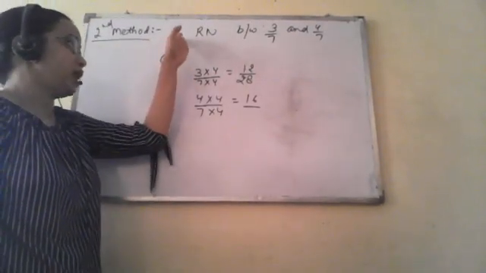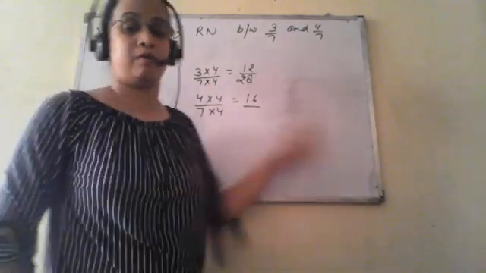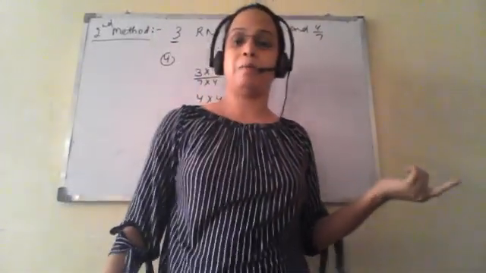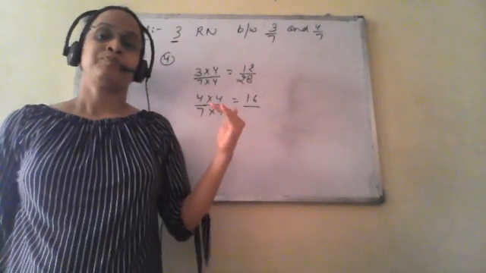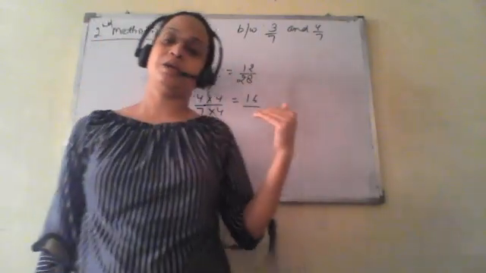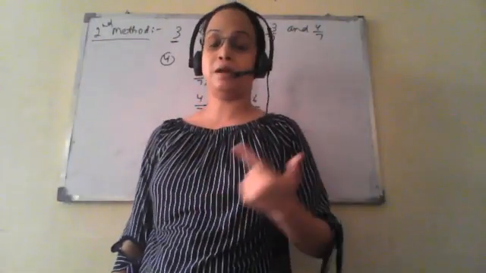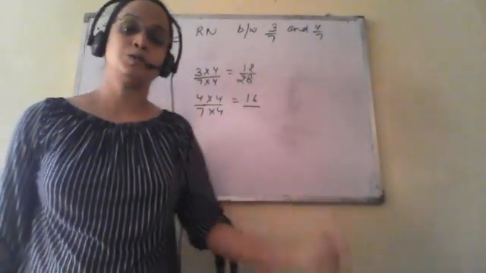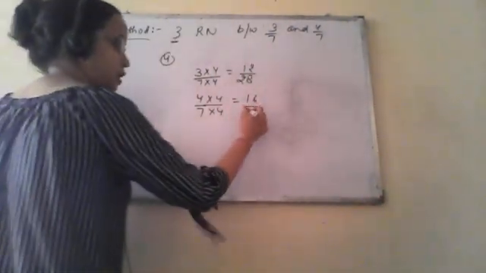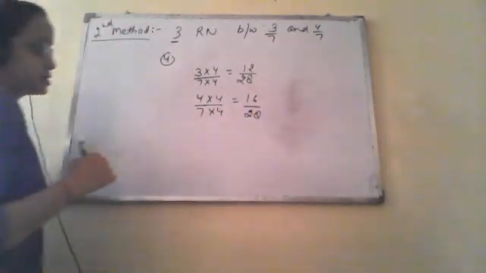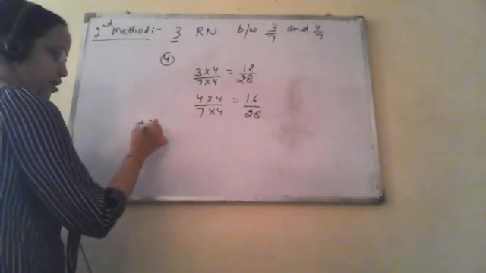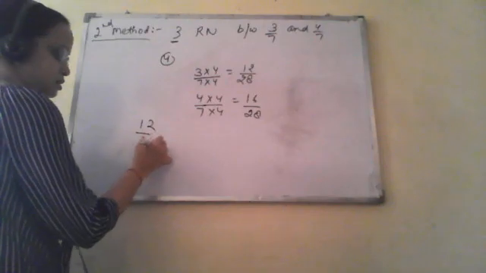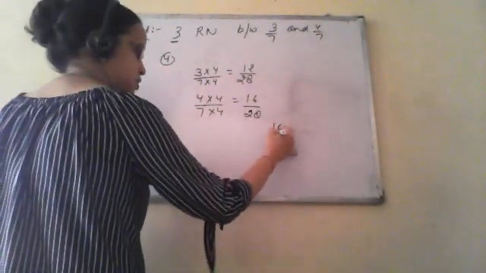If it had been 4, we will multiply by 5. If it is 6, then we will multiply by 7. So if we have to find n rational numbers, then we will convert to the equivalent term by multiplying by n plus 1. So this has become 28, and 16 upon 28.